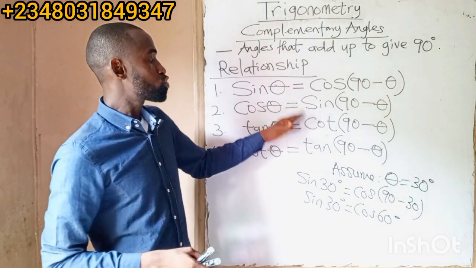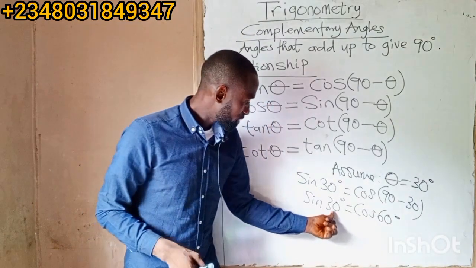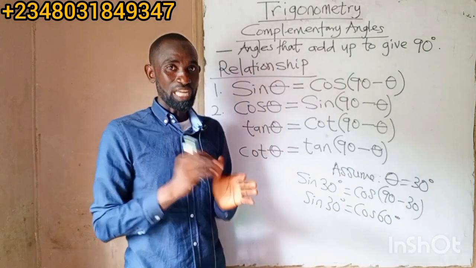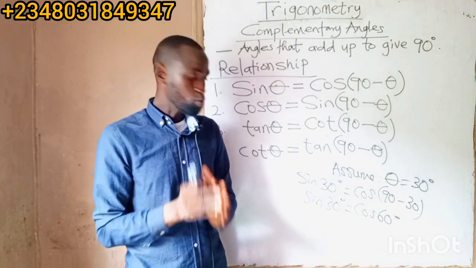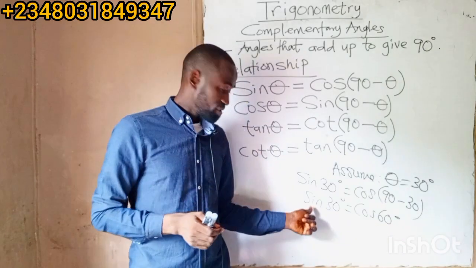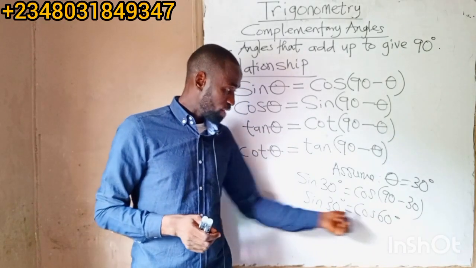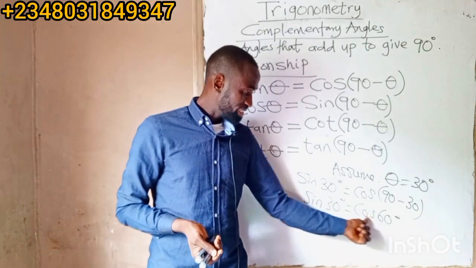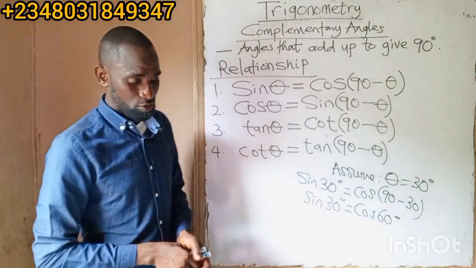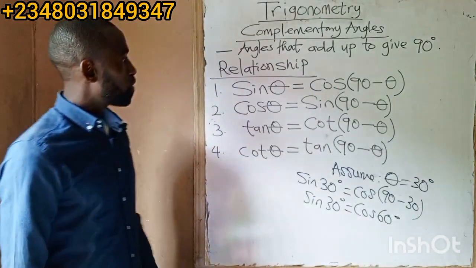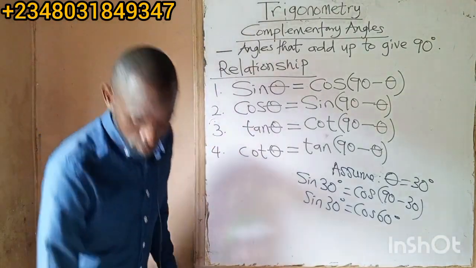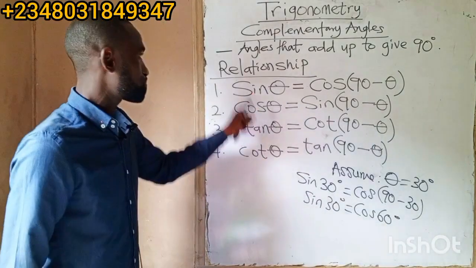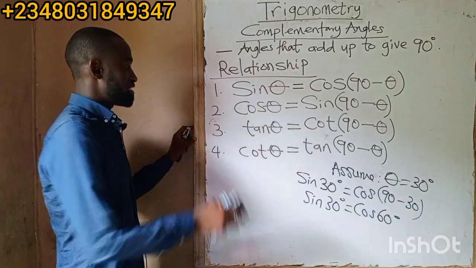Okay, so how do you use this to solve questions? Please take note: 30 plus 60 gives us 90. That's another way to know whether you are correct or not. You must have different trigonometric ratios here: sine is here, cos is here, and 30 plus 60 is 90. And I can have cos here, sine here, and 30 plus 60 is 90. So how do we use this concept to solve questions? Just note that we have this relationship under complementary angles.